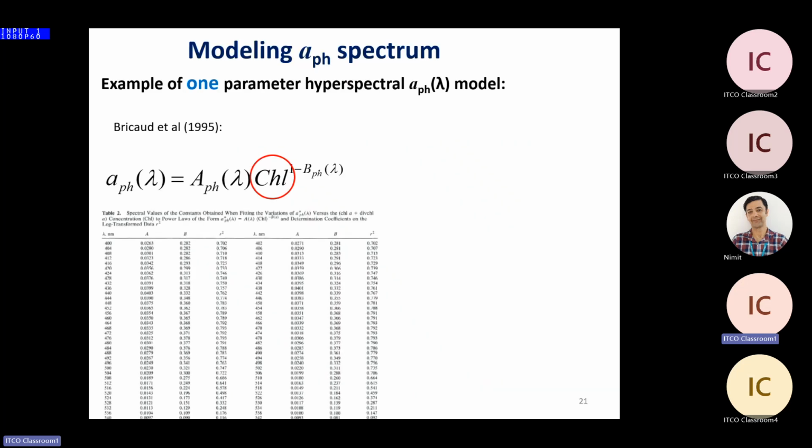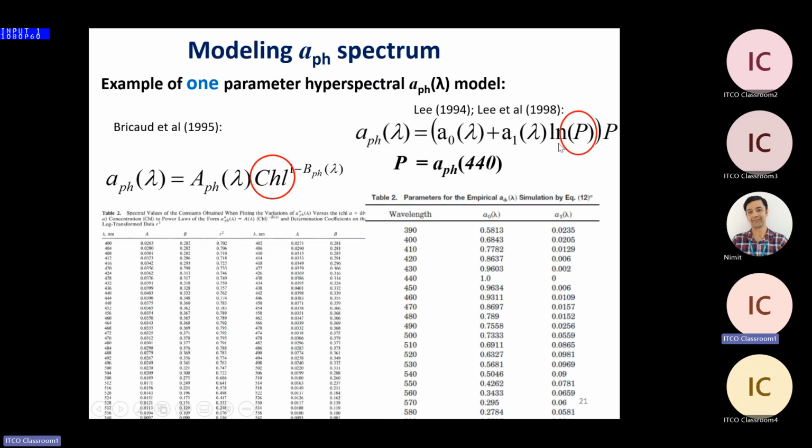Then we try to model this APH shape, or the shape spectrum, with different numbers of variables. Here's an approach by one variable, as Bricaud did in 95, basically using chlorophyll as a variable. This APH, big A and big B, are tabulated from many, many samples. As you can imagine, tabulated means these are from measurements, these are empirical numbers. So A and B are known, then you give a number for chlorophyll, here's a variable, and then you get the APH shape and the spectrum.